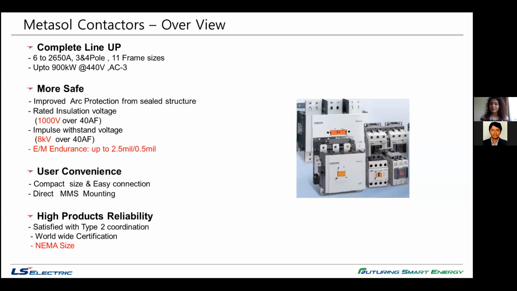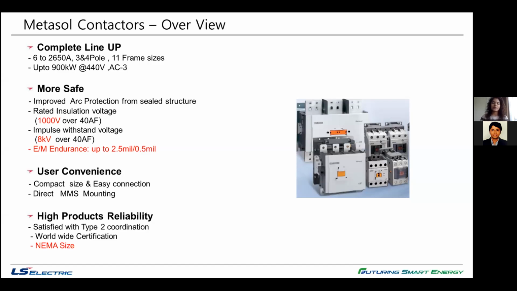The complete lineup that LS Electric provides to its customer is starting from the range 6 ampere up to 2650 ampere with 3 and 4 pole and with 11 frame sizes. The maximum power that we provide is available up to 900 kilowatt at 440 volt with AC3 duty type. More safe. We have an improved arc protection seal structure. Now I will be talking about this more in the upcoming slide.